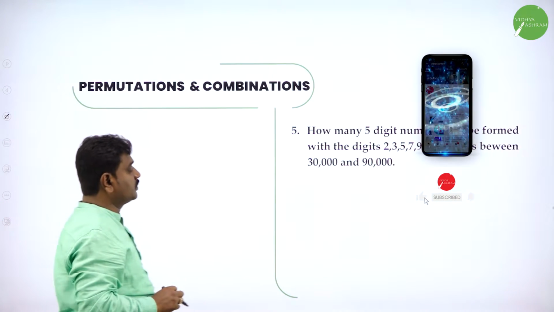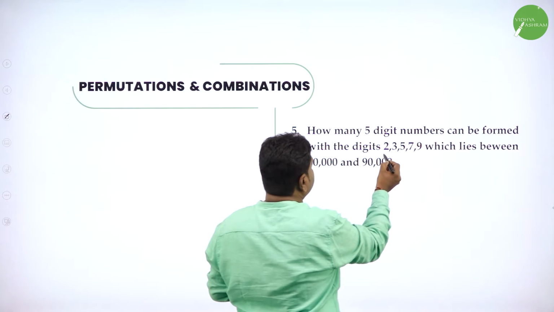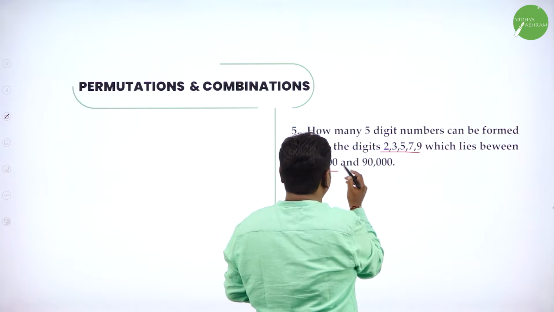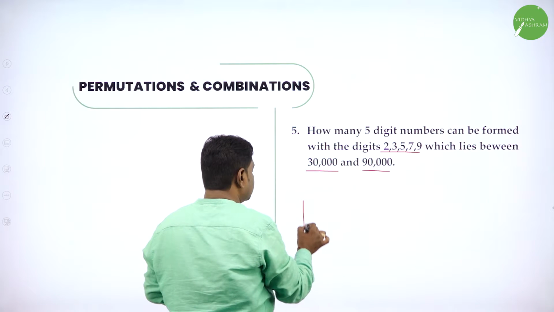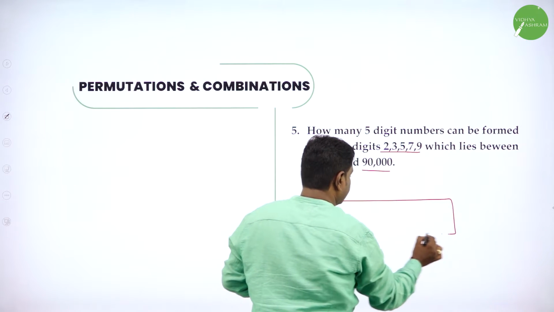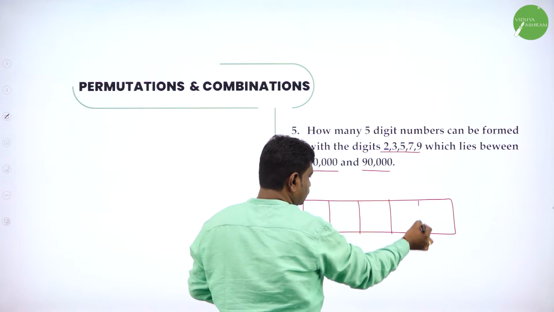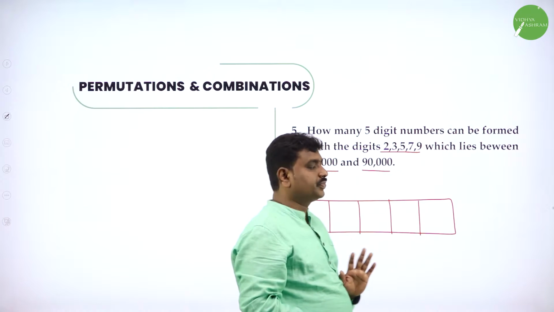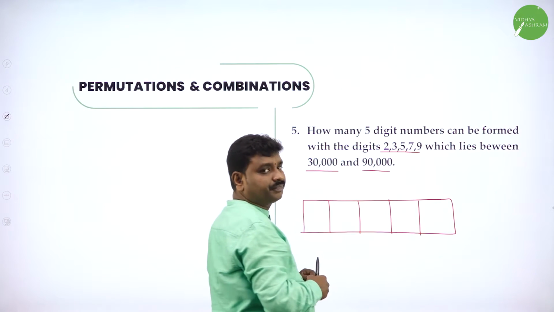So now, how many 5-digit numbers can be formed with the digits? We have to use only these digits and form numbers which lie between 30,000 and 90,000. So now, 5-digit numbers, I'll put 5 boxes. So now 1, 2, 3, 4, 5-digit number. See, it should be greater than 30,000 and less than 90,000.